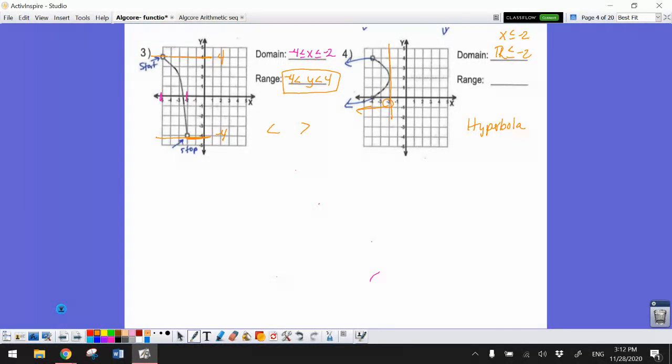What about the range? Is this going to keep going on forever? Is it going to keep going this way and keep going this way? Yeah, so this one, the range is going to be all real numbers.